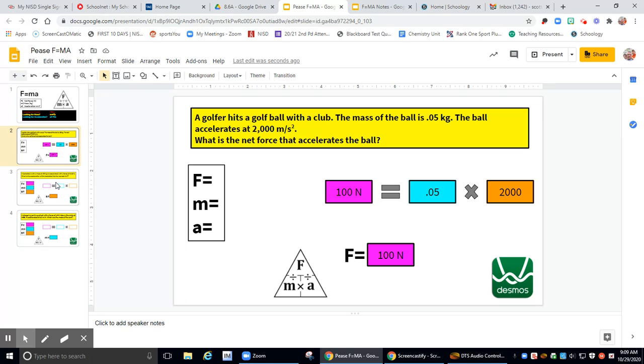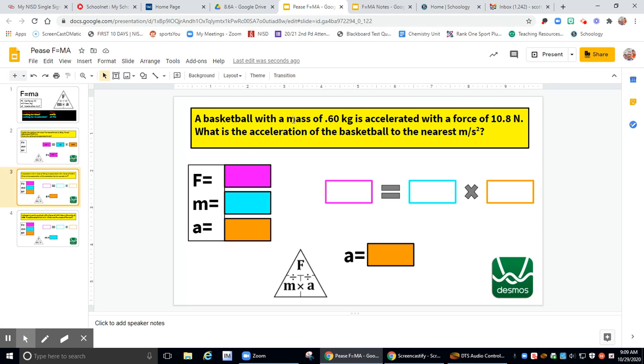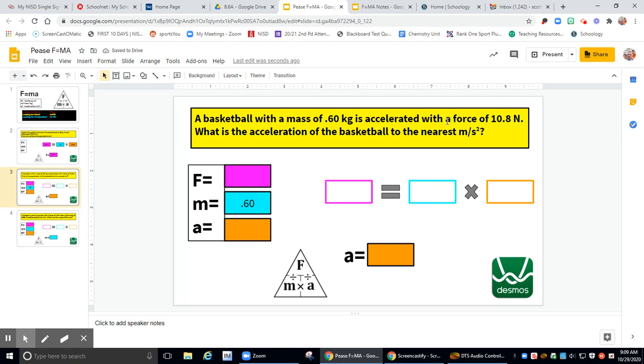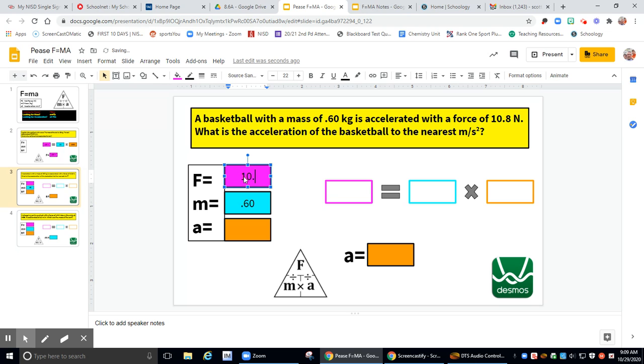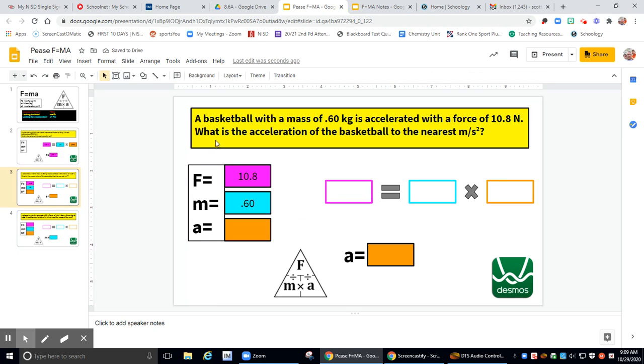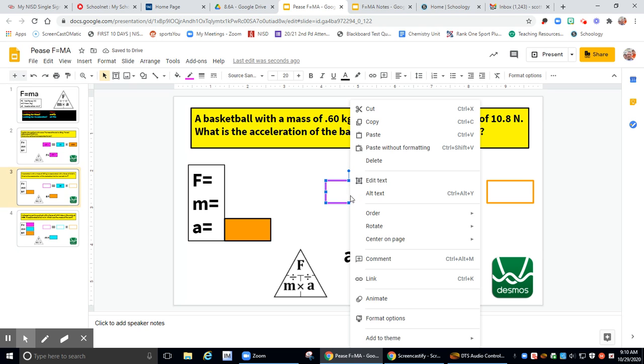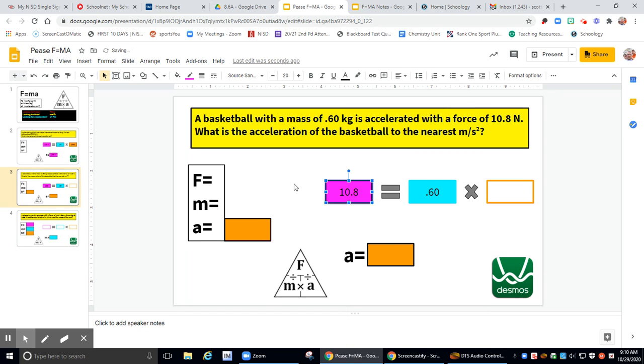Now, what if they don't give you the same information? So here, a basketball with a mass of 0.60 kilograms. So down here in the mass box, we're going to type in 0.60. It is accelerated with a force of 10.8 newtons. So the force here is going to be 10.8. Okay, and they want to know what is the acceleration of the basketball to the nearest meters per second squared. So if we drag these over into the appropriate box, sorry, I got to change the order here. There we go.